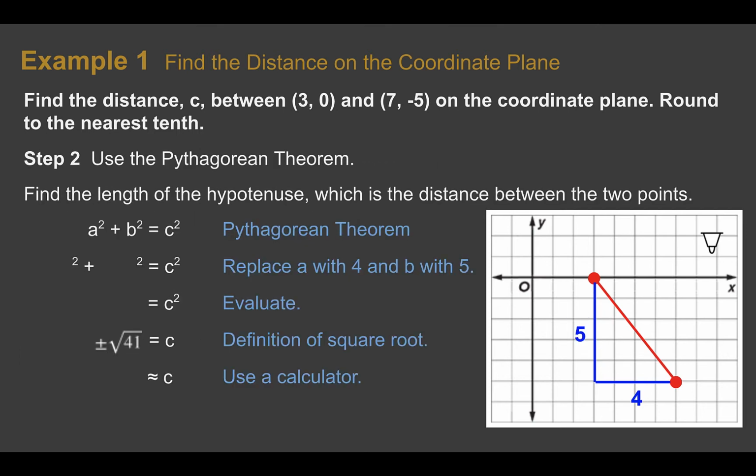Now that I know that the legs are 4 and 5, let's use the Pythagorean Theorem. So a squared plus b squared equals c squared. A is 4, b is 5. So 16 plus 25 is equal to 41. Then I need to take the square root. So the square root of 41 is 6.4. So the distance between those 2 points was 6.4 units.